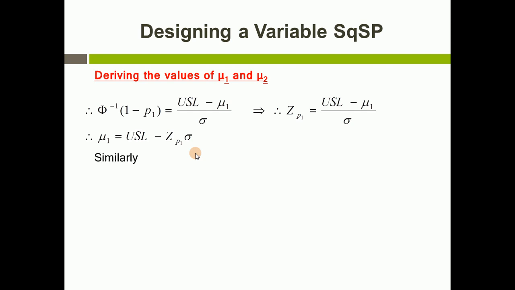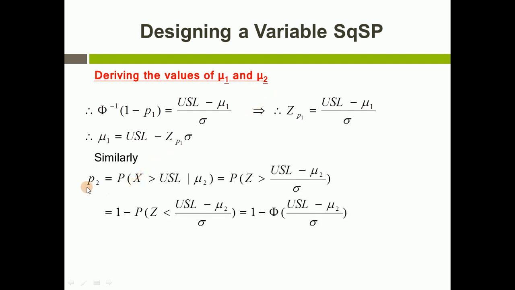Similarly, we can follow exactly the same steps while deriving a formula for mu2. In this situation, we shall work on P2, and it will have the same definition as P1, such that it represents the probability that an X exceeds the upper specification limit, given that X has a parameter of mu2. Then I shall standardize X, so I would have the probability of Z greater than the upper specification limit minus mu2 over sigma.